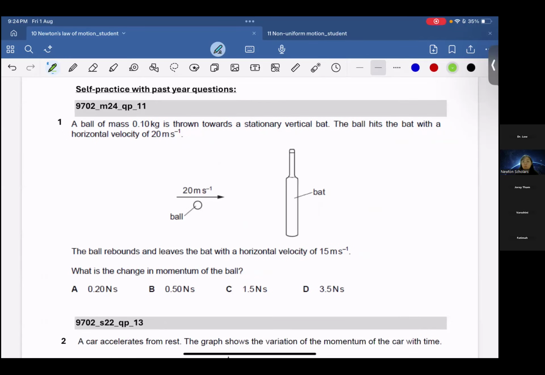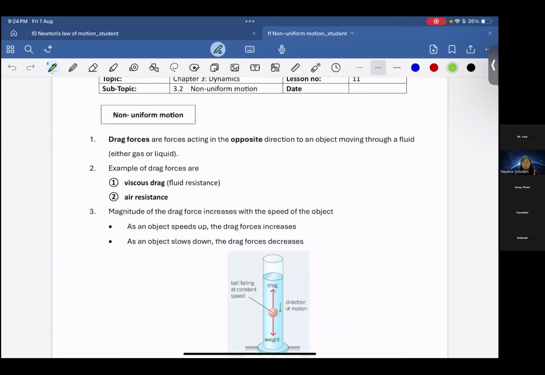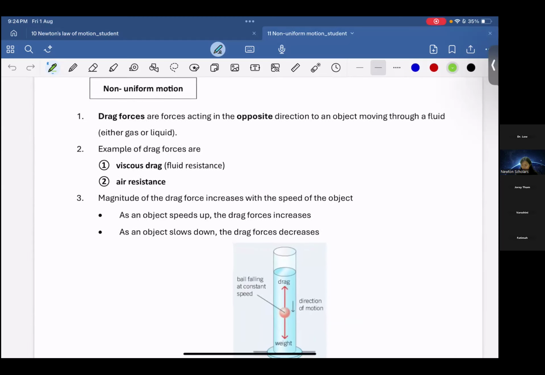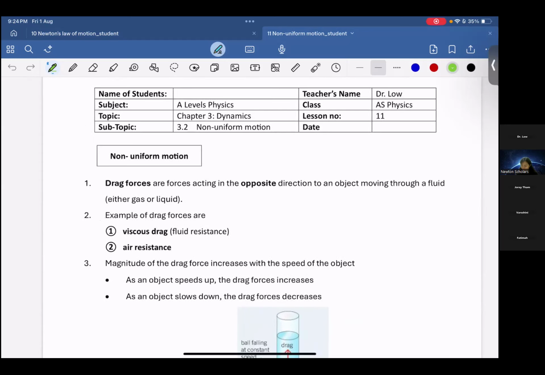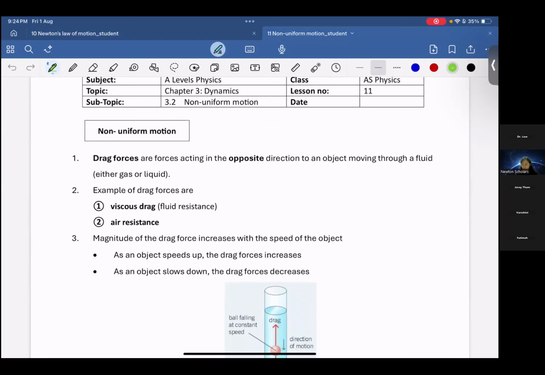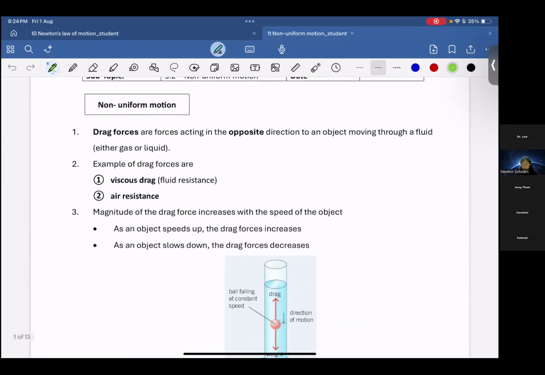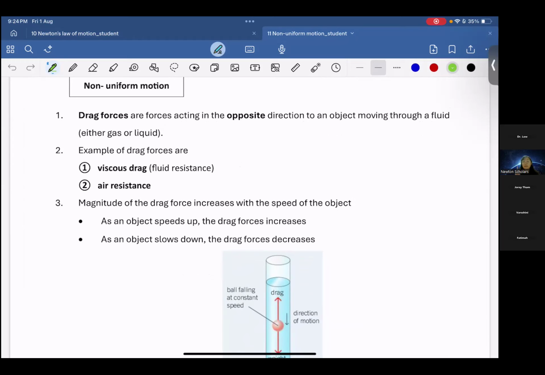We will try to continue with lesson number 11. We are just entering a small, easy part. Boys and girls, take out your lesson 11. This is about non-uniform motion. Drag force is always trying to oppose your motion. So you need to be very clear where the motion direction is right now. Then the drag force is always drawn in the opposite way.